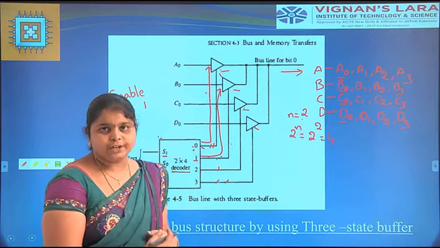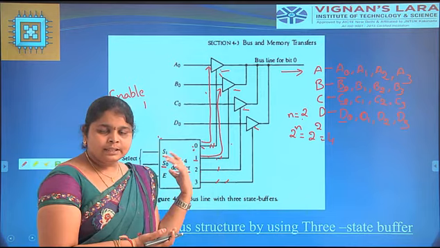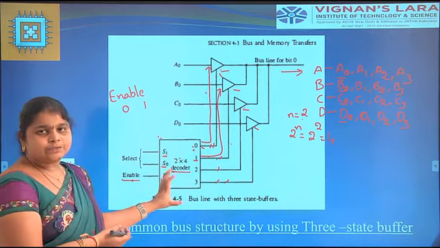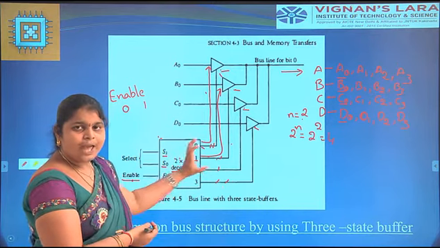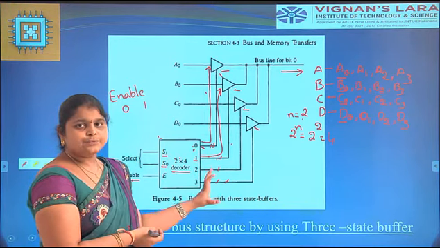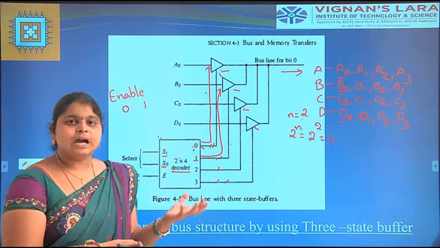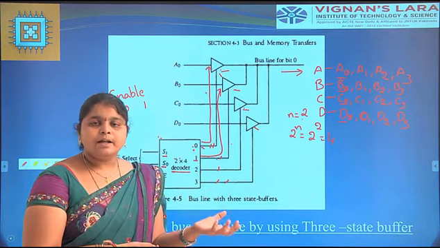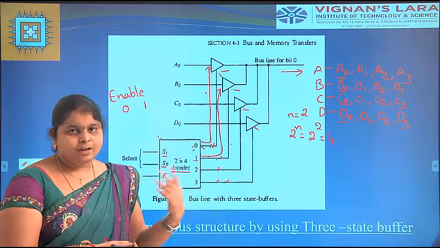Why are we using the common bus? In this diagram we have to transfer the information from source to destination, from one register to another register. What is the purpose of the bus? What is a bus and what is the usage of a bus? The information can be transferred from one register to another register.